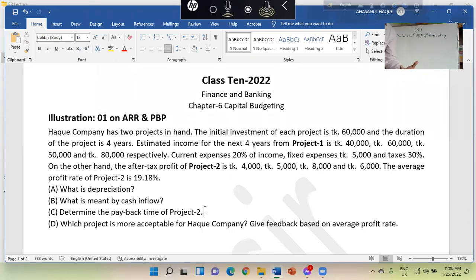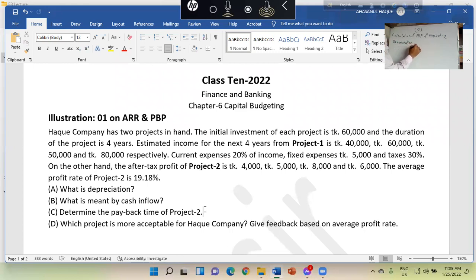If you want to calculate payback period of project 2, have to add depreciation with after tax profit. So after tax profit given first year is 4,000, second year is 5,000, third year is what? Tell me. 8,000, right? And in the fourth year, 6,000. The average profit rate of project 2 is 19.18%. So the question is calculate payback period of project 2. First of all, have to calculate the depreciation. There is no depreciation given, but given the investment money and the year. So depreciation, write down.